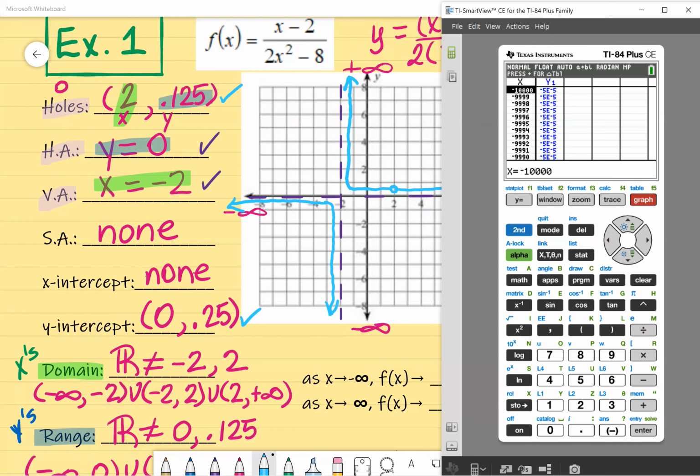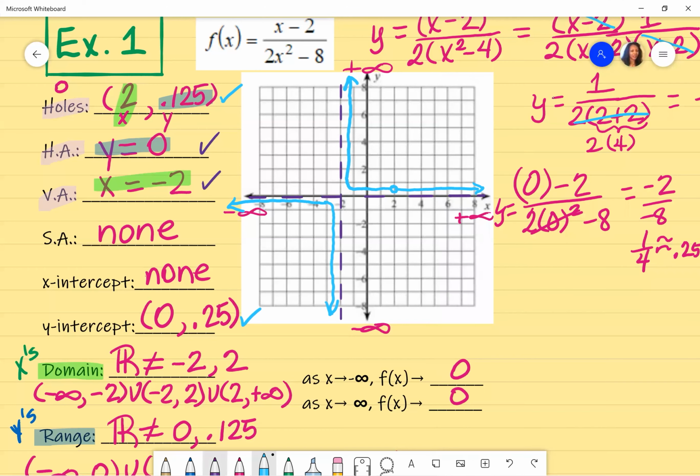And you'll notice it has in my Y column -5, and then it has the scientific notation, the e to the -5. This says -5, e, -5. So it's asking me to take it and move it 5 places to the left. And then I would just put zeros there. So this is really 0, which is the same as my horizontal asymptote.